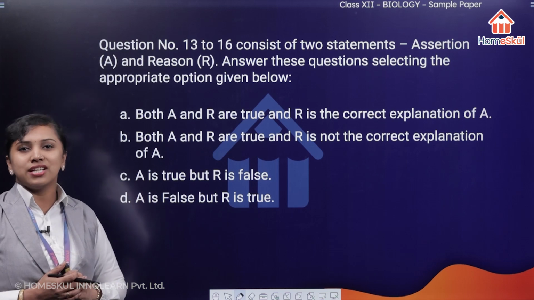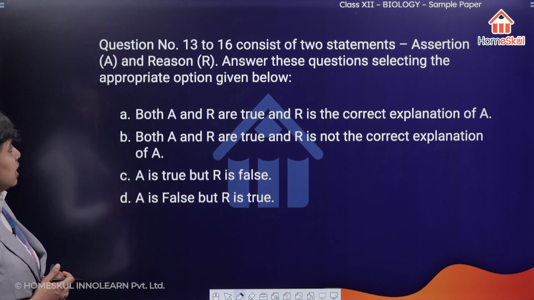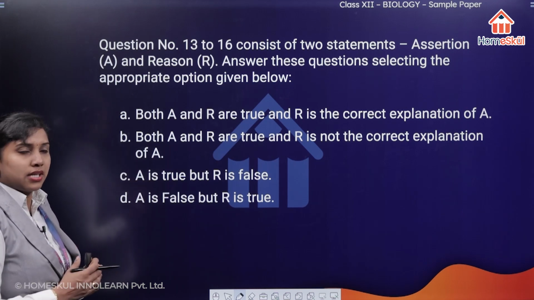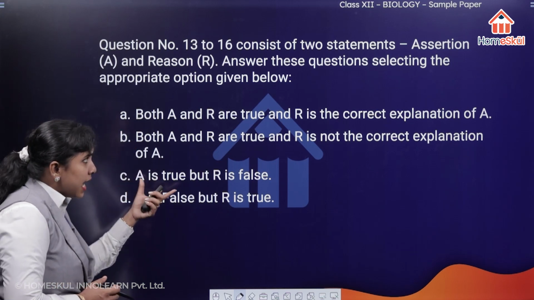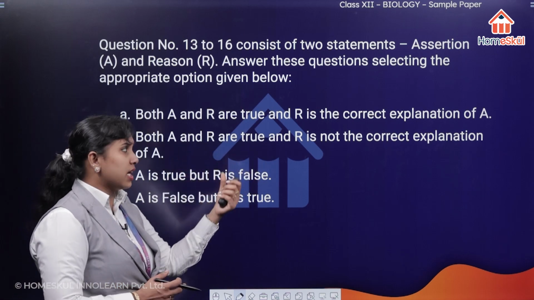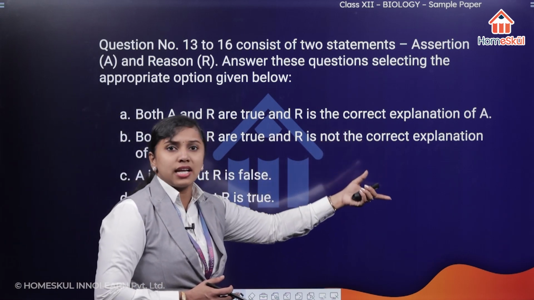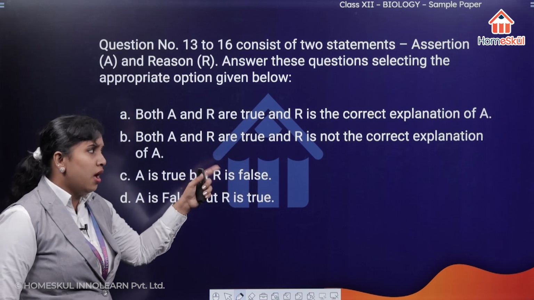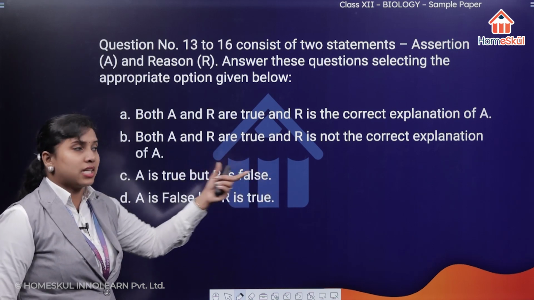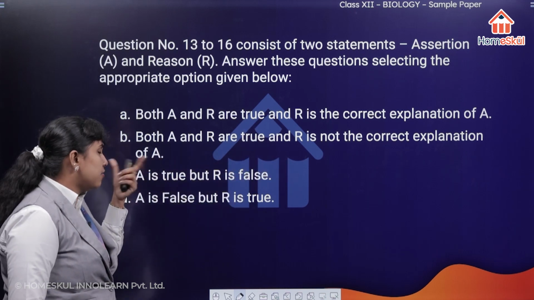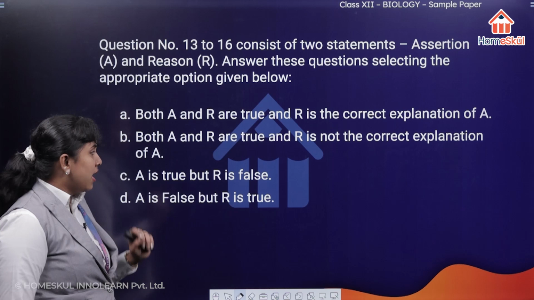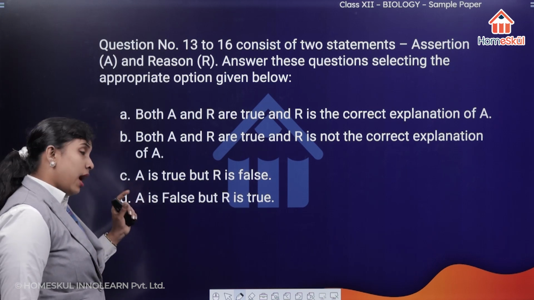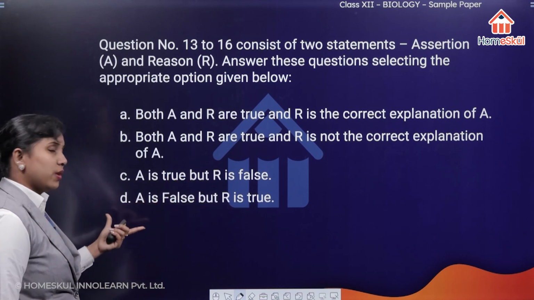So, next we have an assertion and reasoning type of question. Here it will consist of two statements, an assertion and a reason. We need to answer the question according to the options given below. If both A, that means assertion, and reason are true statements and the reason is a correct explanation of the assertion, then we should go for option A. If both are true, but the reason is not the correct explanation for A, then we should go for B. If the assertion is true, but the reason is false, we need to go with option C. If the assertion is false, but the reason is true, we should go with option D.